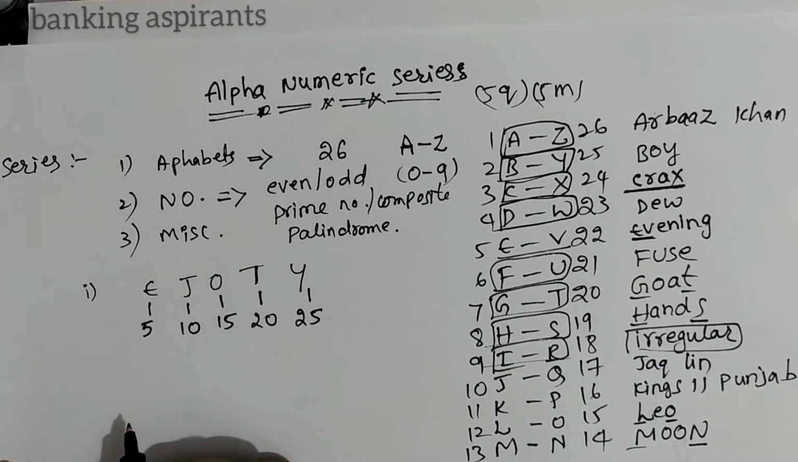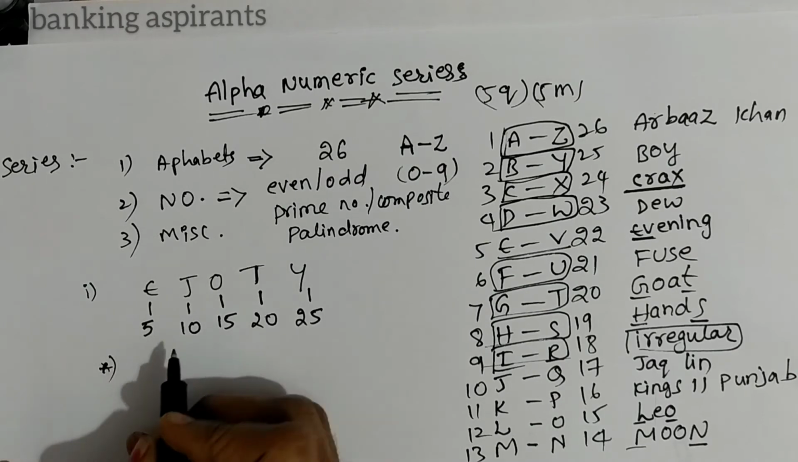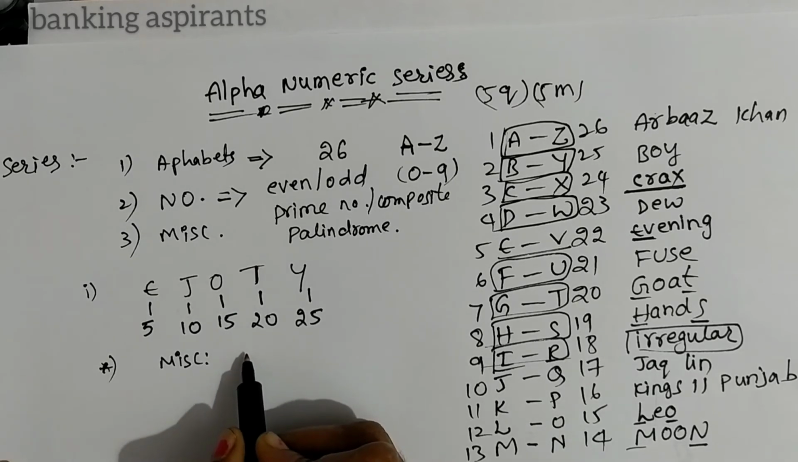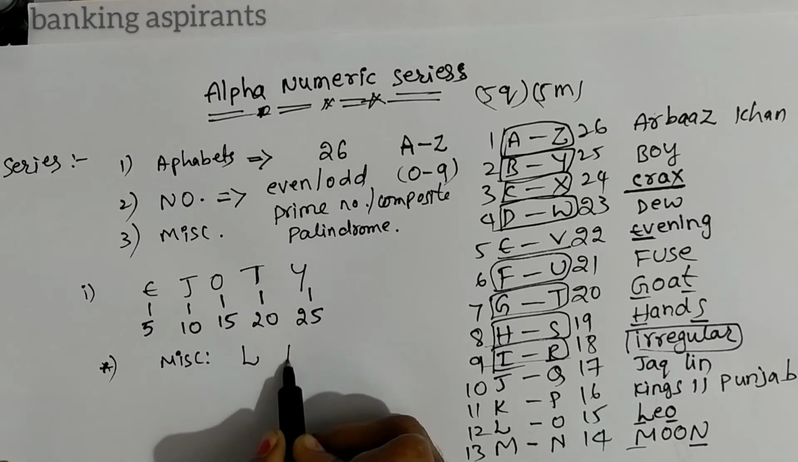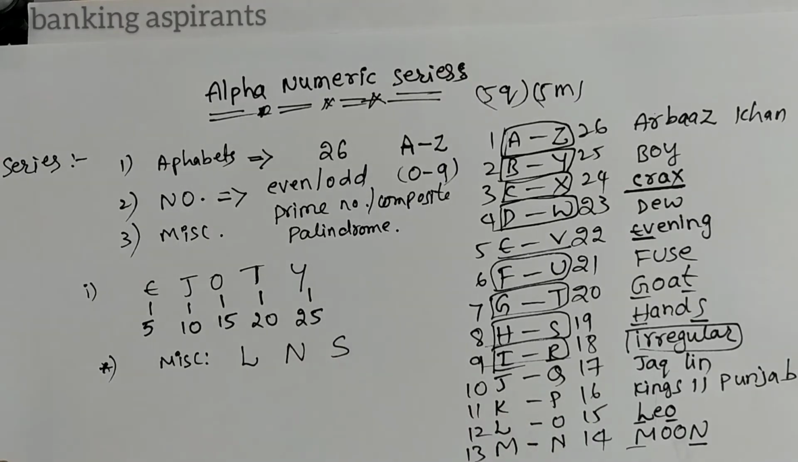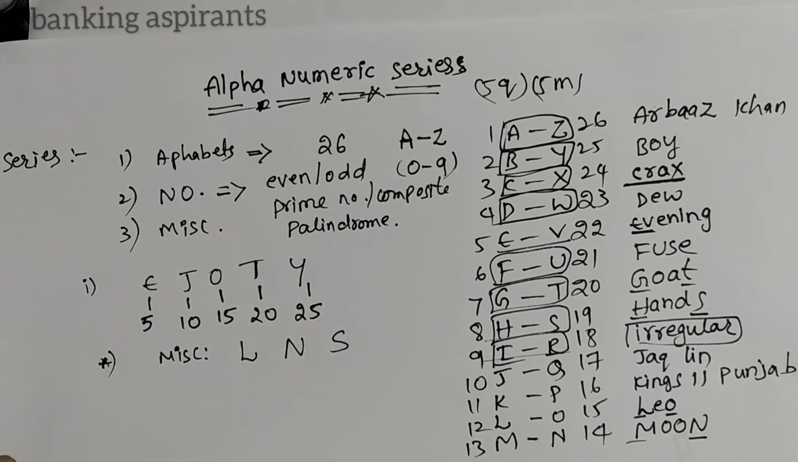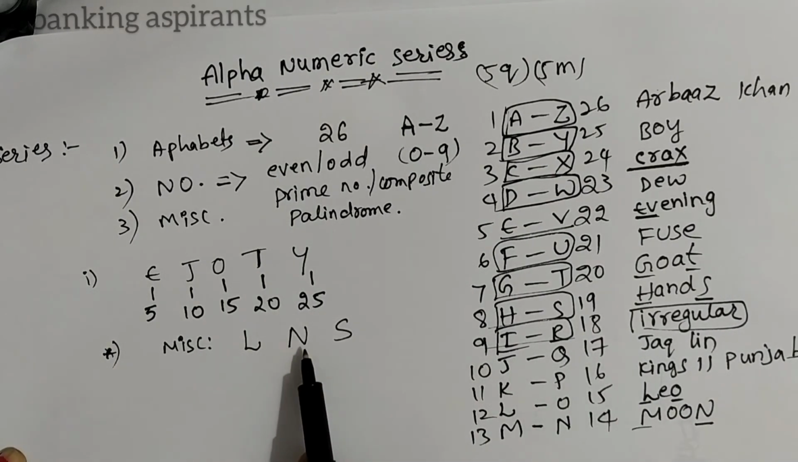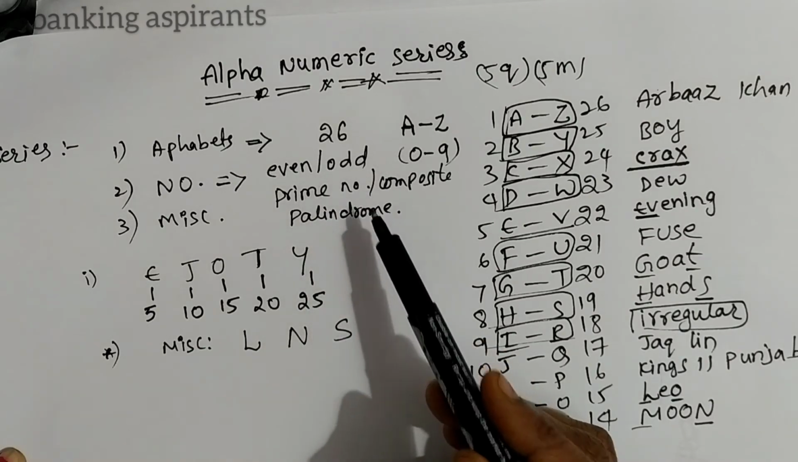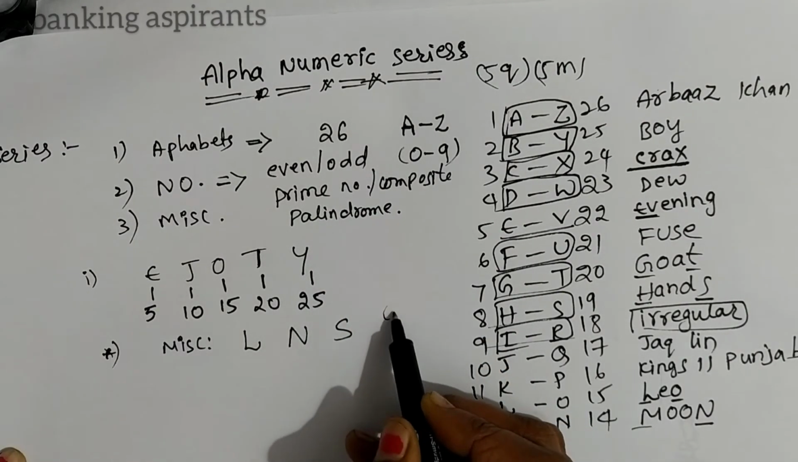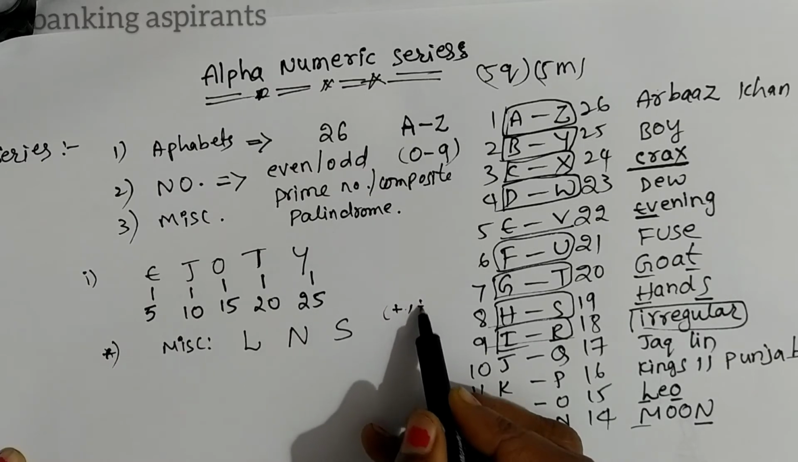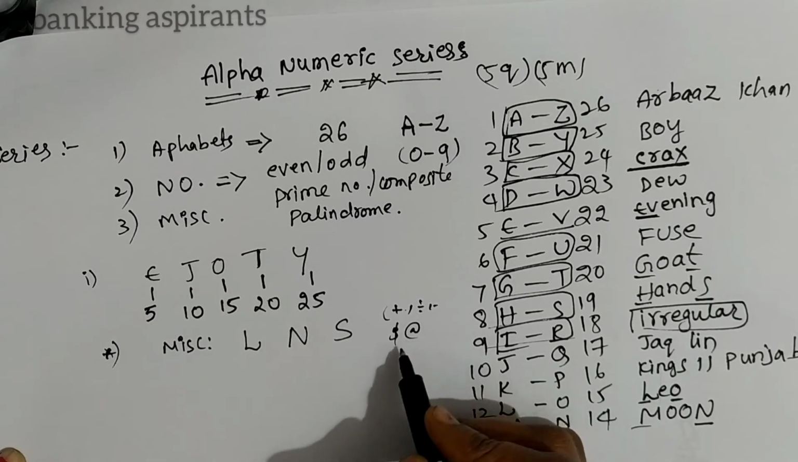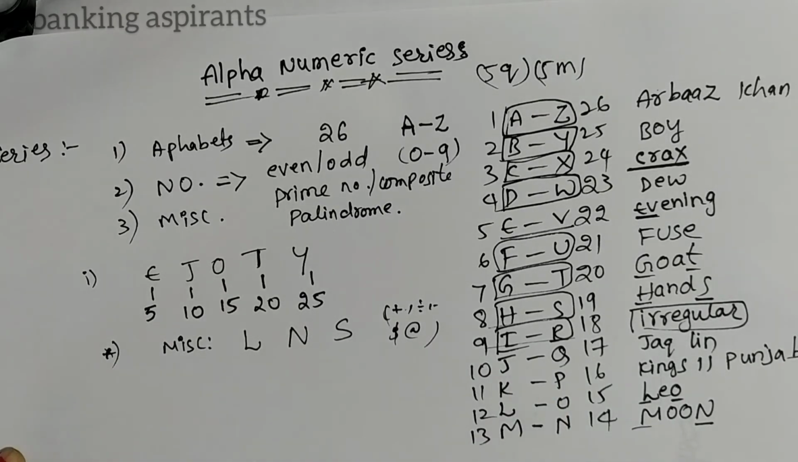Next, coming to the third one, the miscellaneous series. The miscellaneous series is a combination of letters, numbers and symbols. Letters in the sense A to Z alphabets. Numbers in the sense these types of numbers. Symbols are mathematical operations like plus, division, multiplication, and symbols like dollar and so on. Different symbols are there. These come in the symbol sections.